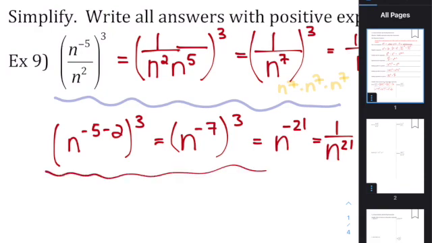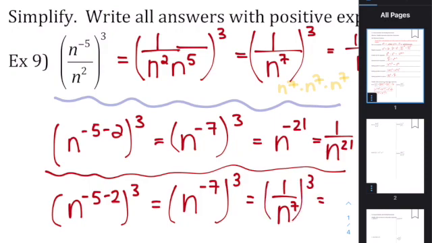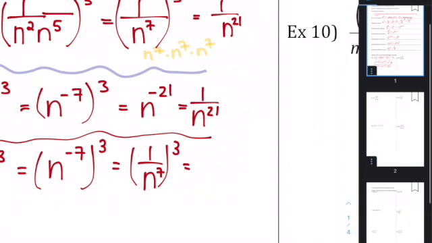Or you can have n to the negative 5 minus 2 to the third power. You can have n to the negative 7 to the third power. And then you flip it: 1 over n to the 7 to the third power. And you have 1 over n to the 21.